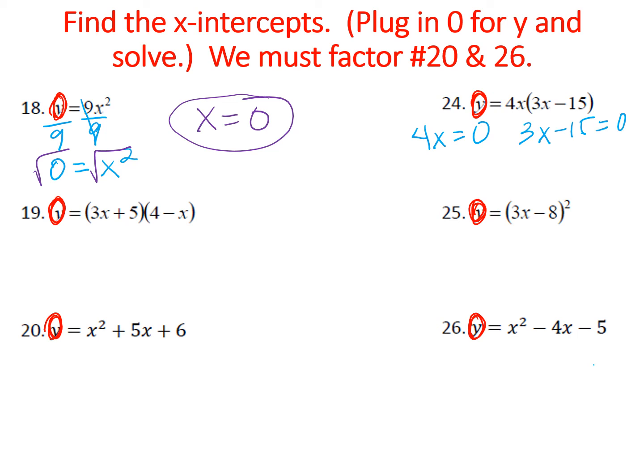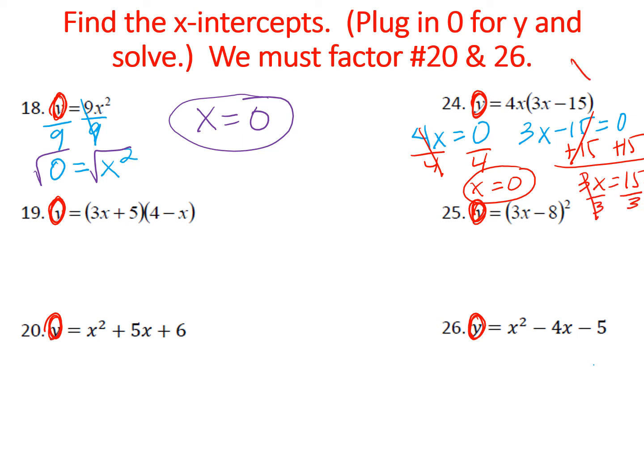And then we go through our solving, divide both sides by 4. 0 divided by anything is still going to be 0. Over here, we're going to have to add 15 to both sides. So I get 3x equals 15. Run out of room. I'm going to write this one up top. And so 15 divided by 3 will be 5. Again, that got a little messy, so I'll highlight those for you. We got x equals 0 and x equals 5.